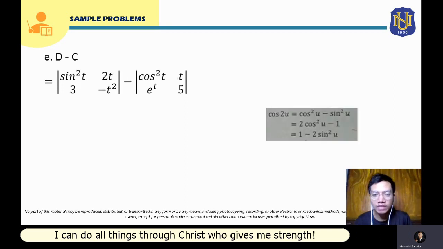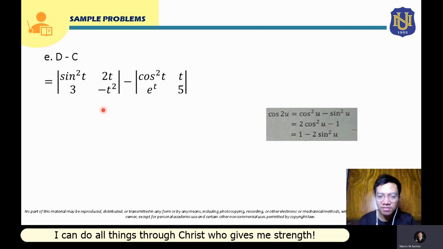So let's proceed now to letter E. So we will skip letter D. I will leave that problem to you for you to answer. So we will now proceed to letter E. So this is D minus C. For D minus C, this is matrix D and this is matrix C. Again, they have the same size, so we can subtract them.